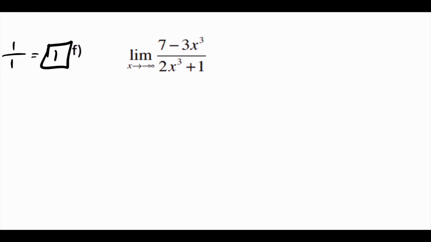Okay, so the first thing we want to start with, can we factor anything? Is anything factorable? The top is a binomial. Does it have a GCF? No. Bottom is a binomial. Does it have a GCF? No. None of them are difference of squares, so we can't factor. Okay, move on.